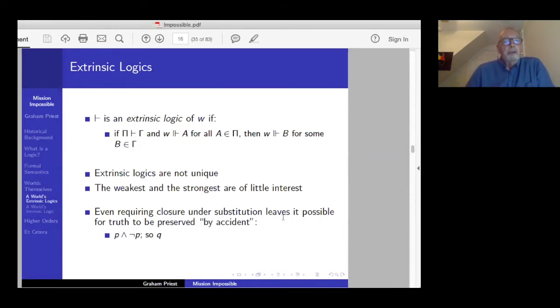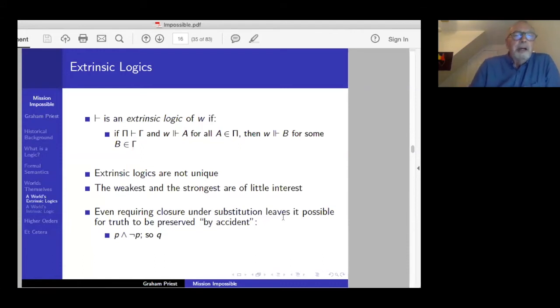Let's suppose that you're using a paraconsistent logic, and that there are some worlds which are contradictory. Maybe they're impossible, maybe they're not. Let's leave that aside for a moment. But let's suppose that the actual world is consistent. So if you consider the inference from P and not P to Q, then that's going to be truth preserving at the actual world, but it's not going to be logically valid. It's a kind of contingent generalization, as it were.